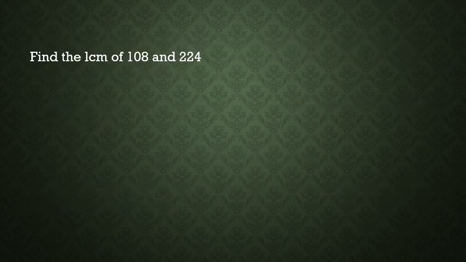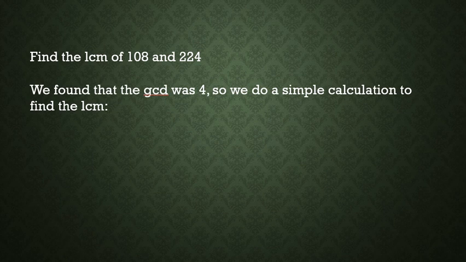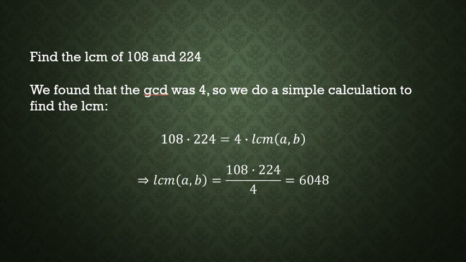So working with the sample problem that you just did on your own, we want to find the least common multiple of 108 and 224. Well, you found that the GCD was 4, so we just do a quick calculation. 108 times 224 equals 4 times the least common multiple of these two. So the least common multiple of 108 and 224 is going to equal 6,048. And you could have put 108 here and 224 here, or vice versa, it does not matter.